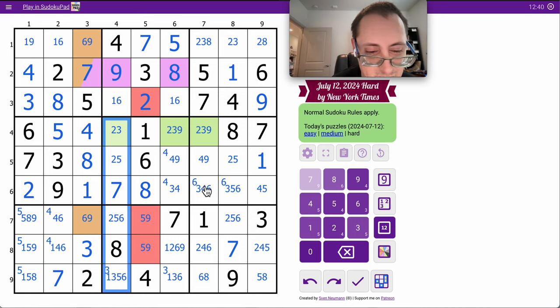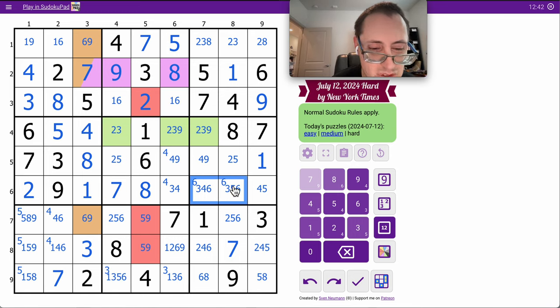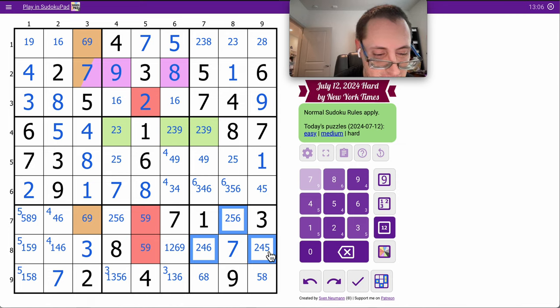Like, where does three go in row six? This isn't three. No, this could be three. And that could be three. It could be in any of those cells. And that bothers me.